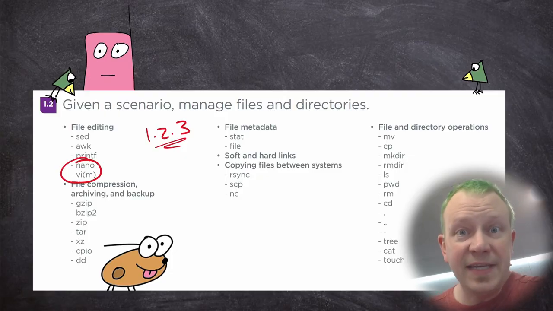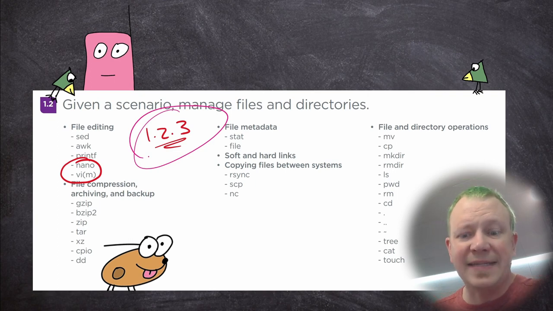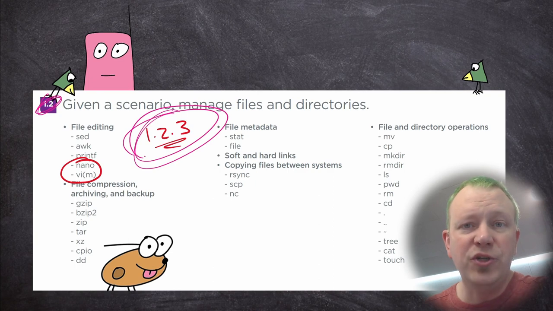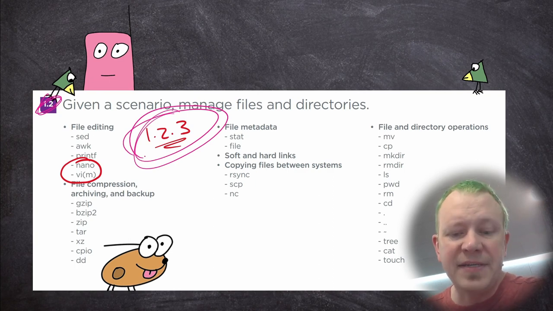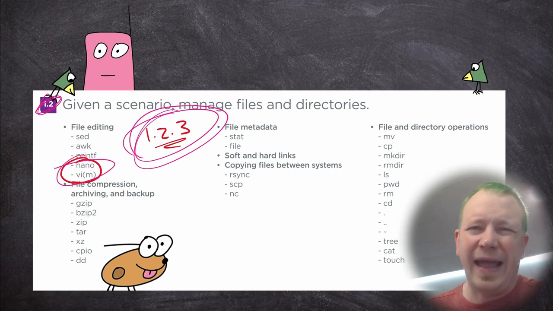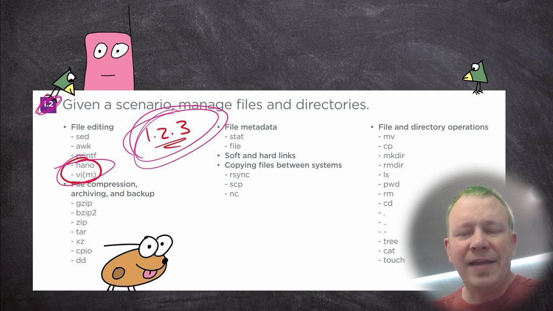Now, like I said, this is part of the Linux Plus certification. Specifically, we're looking at section 1.2, but I'm calling this 1.2.3 because it's the third video that I'm making as we cover this objective. And specifically today, we're going to look at two and a half editors. We're going to look at Nano and we're going to look at VI or Vim. VI and Vim are the same thing. One is just a little bit better than the other, but I want to talk about both of them.